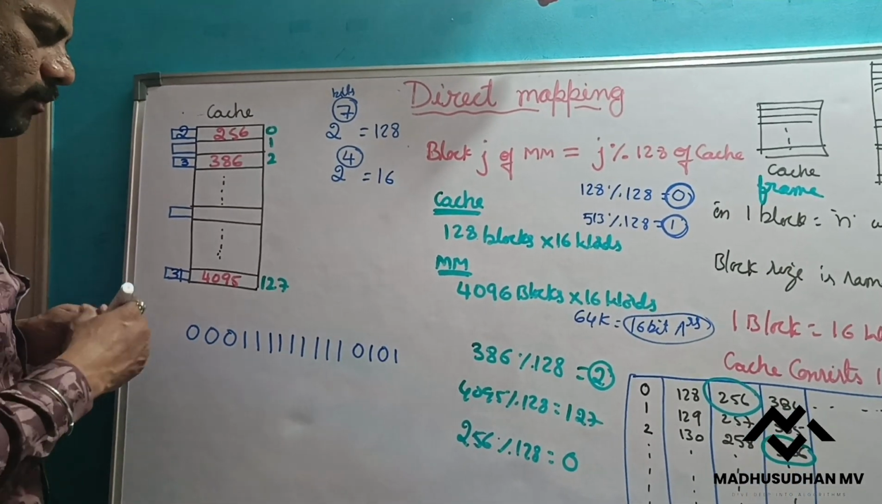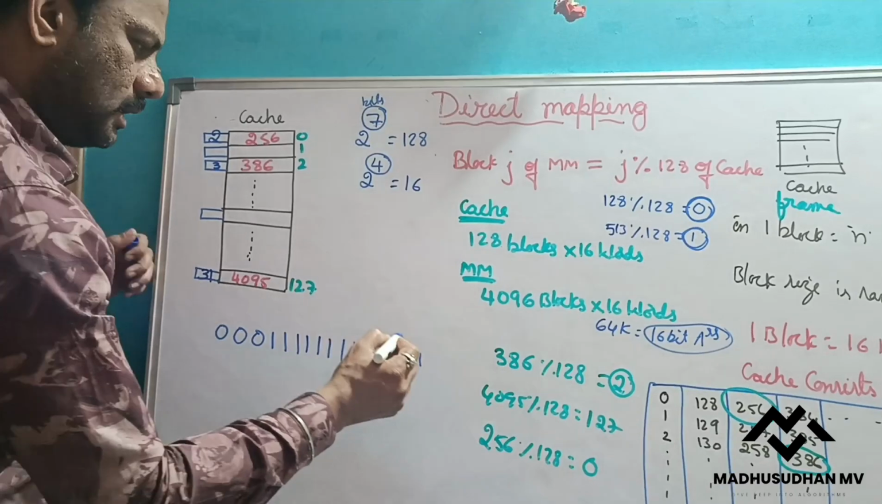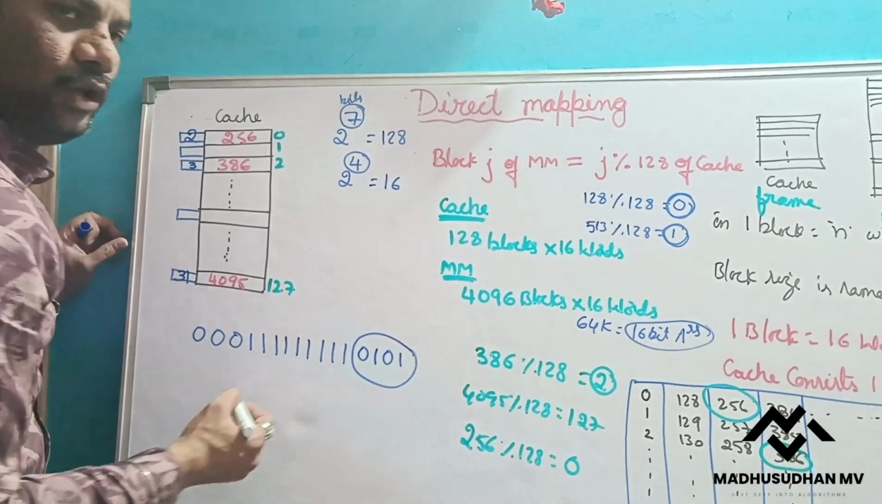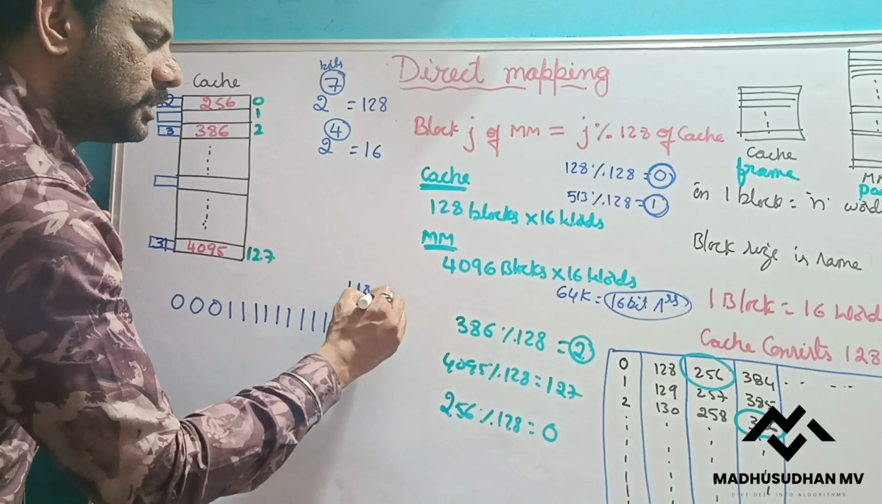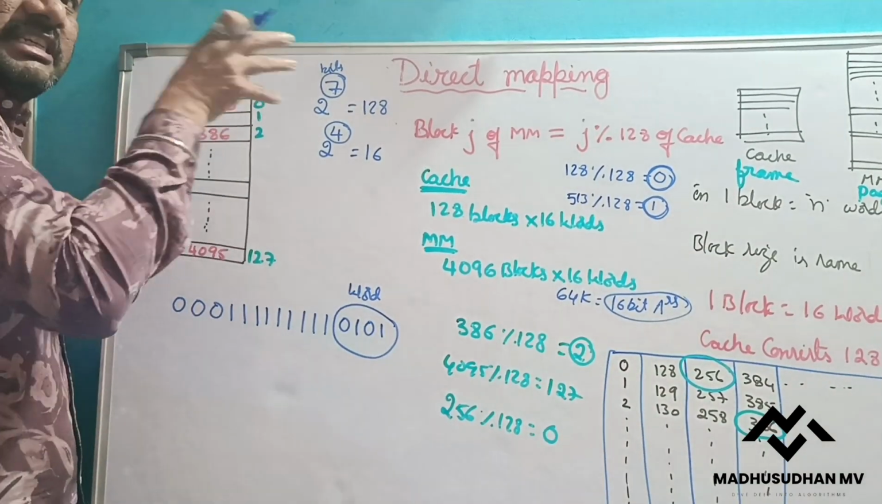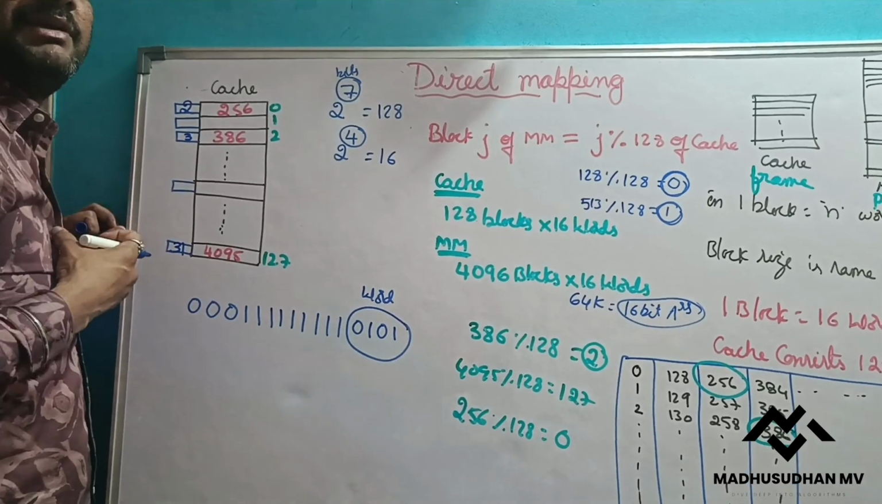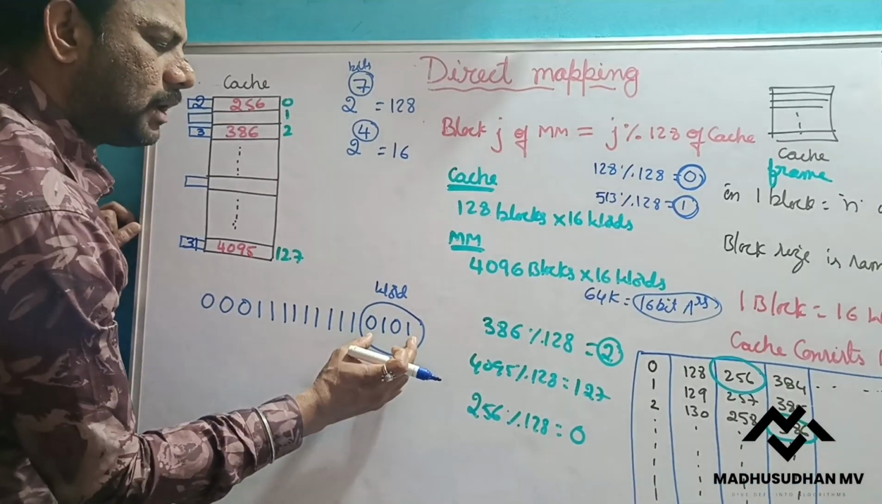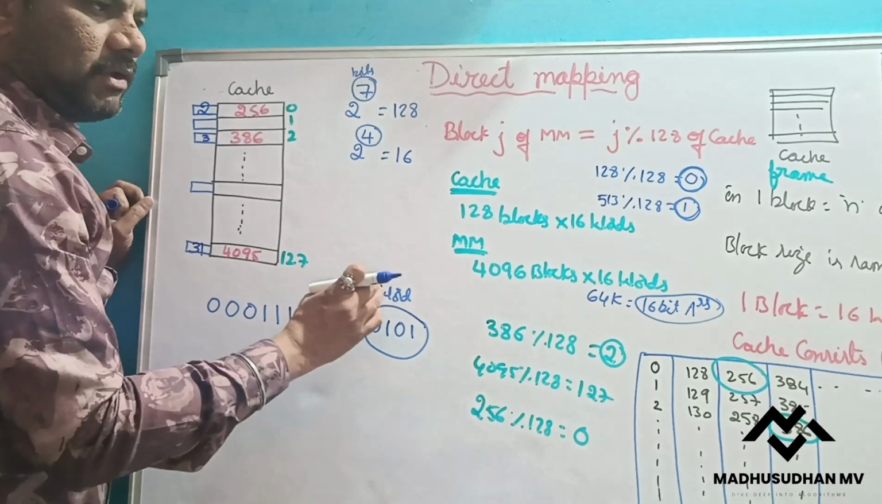So, always the least 4 bits are used to identify the word within the block. That means in one block 16 words are there. Out of 16 words, which word contains our instruction? To identify the word, we are using these least significant 4 bits.